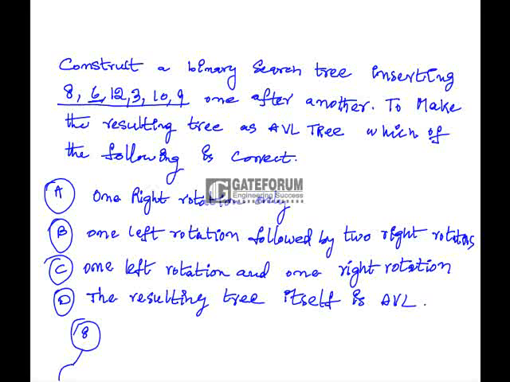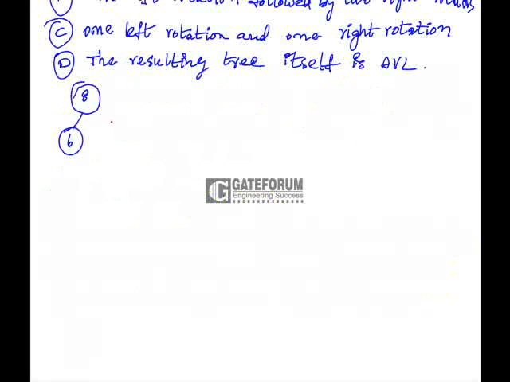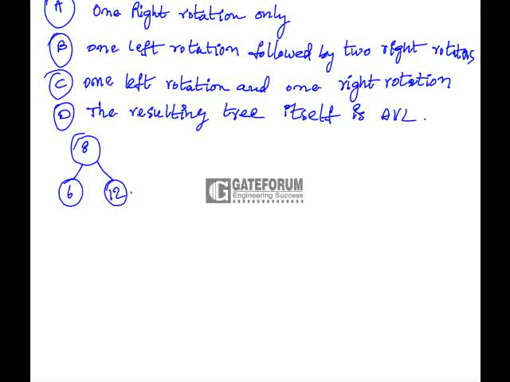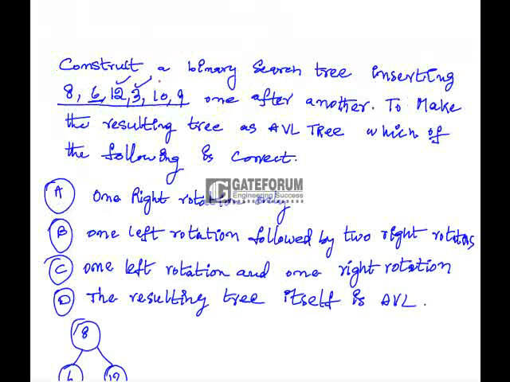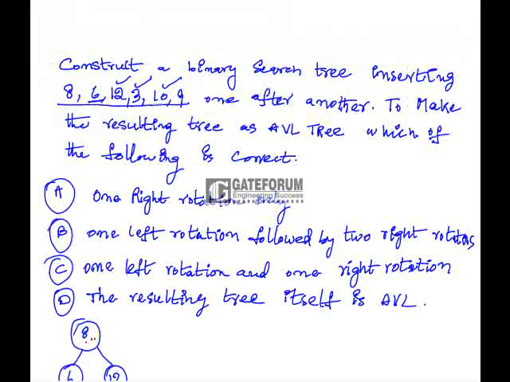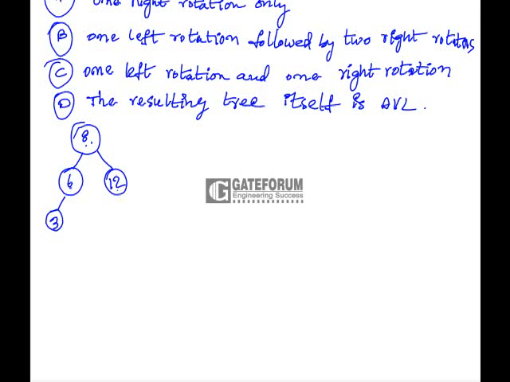6 will go to the left side because it is less than 8. Then the next value is 12 in the given sequence, so it will go to the right side. That means 12 we insert here. Again 3. It is less than 8, then less than 6, so it will go to the left child of 6. Again 10, it is more than 8, and less than 12, so it goes to the left child of 12.